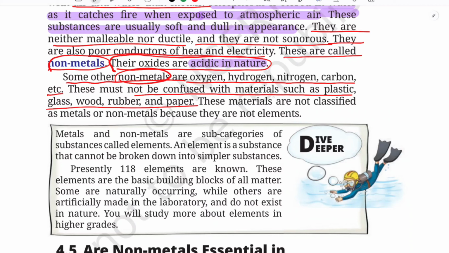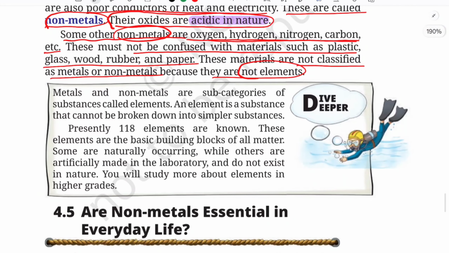Because these materials are not classified as metals or non-metals, because they are not elements. But oxygen, hydrogen, nitrogen, carbon, etc., these are all non-metals. Why? Because they are elements. So here let us see some small information about elements also, about which you are going to learn in more detail in your higher classes, but here only a glimpse is given.